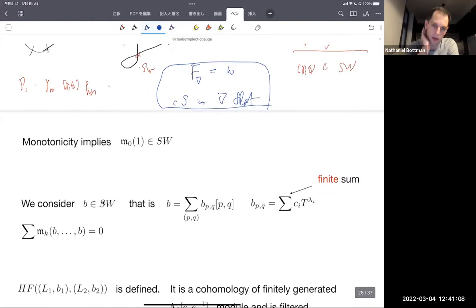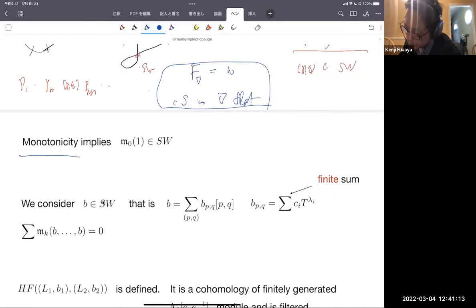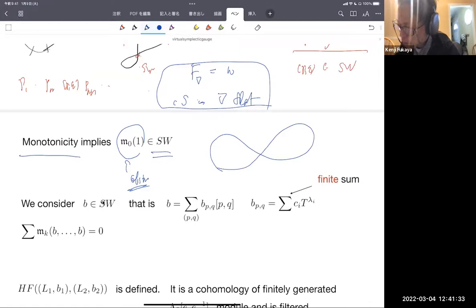Since we have monotonicity, the monotonicity structure implies that M01 is obstructed only on a switching component. And you know that in the case of a monotone Lagrangian submanifold, Floer homology is not obstructed. That comes from the dimension counting. We can do a similar thing. So if you have no switching component, then Floer homology is well defined, but you have this kind of thing.